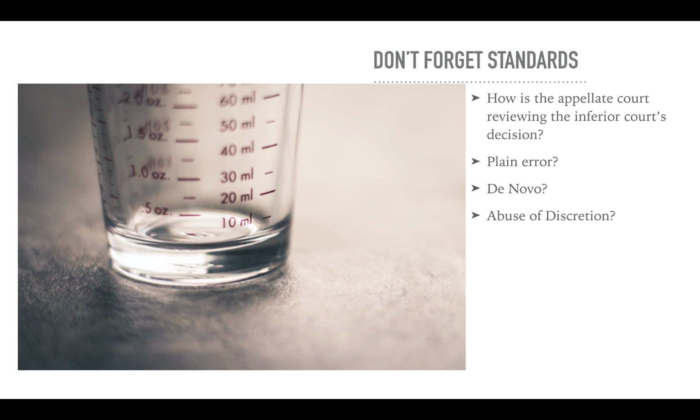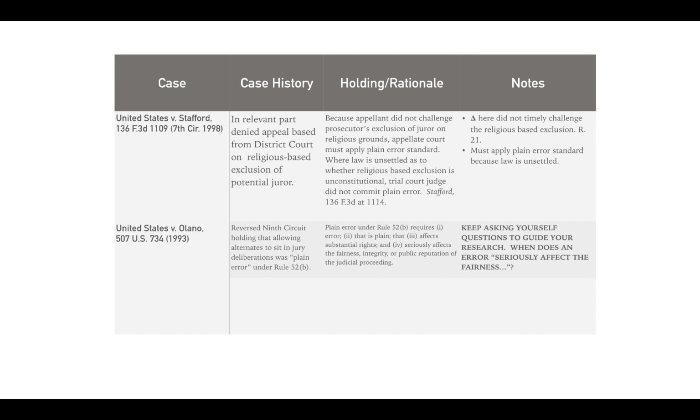That is, how is the appellate court reviewing the lower court's decision? Is it based on plain error, de novo, abuse of discretion? And again, what your research reveals should be placed in your case chart. So in this case, the student was researching what standard of review should apply to an exclusion of a juror based on religion, and she found a Seventh Circuit case, and she has the correct citation for that case.